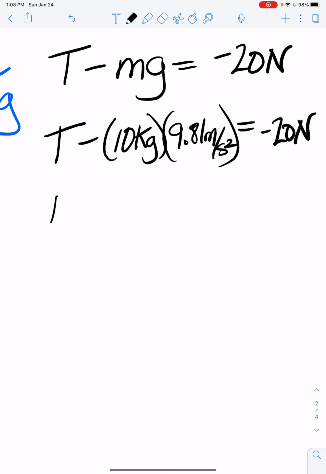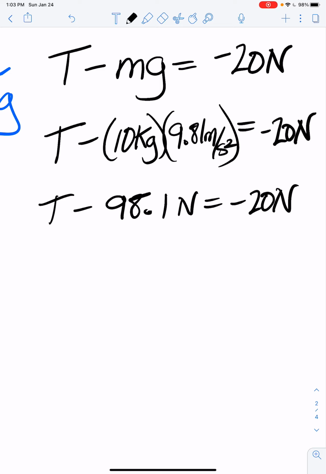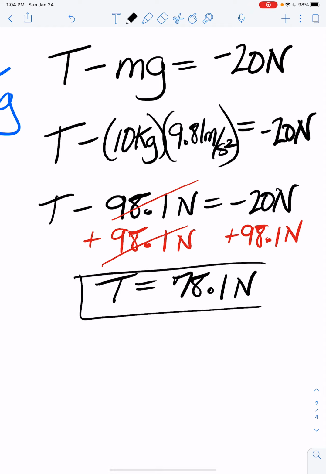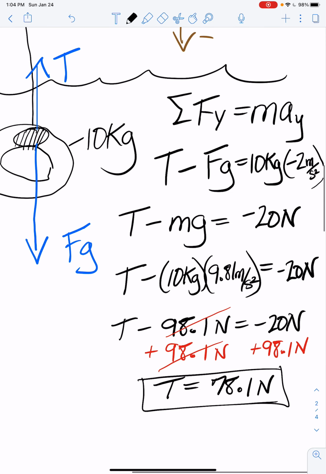All right, so we'll go ahead and do a little bit of math here. We have T minus 98.1 newtons is equal to negative 20 newtons. And then we'll go ahead and add 98.1 to both sides. And what is that going to be? Positive 78.1. All right, so we see that gravity is larger at negative 98.1 newtons. The net force is negative 20 newtons. So tension is only going to supply 78.1 positive newtons, which is 20 newtons weaker than force gravity. So there we go. There's our answer there for tension.